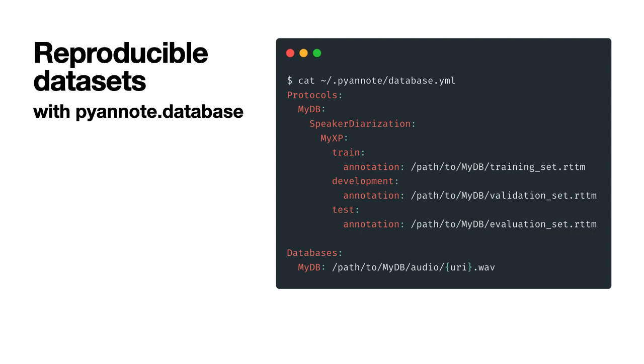Pyannote.audio relies heavily on the pyannote.database library that provides a unified interface to audio databases and associated experimental protocols. In this example, an experimental protocol called MyXP is defined for the MyDB database. The train, development, test split is clearly defined once and for all in a unique system-wide configuration file. The idea is to make it hard to make mistakes, such as leaking test data or tuning on a test set, for instance.